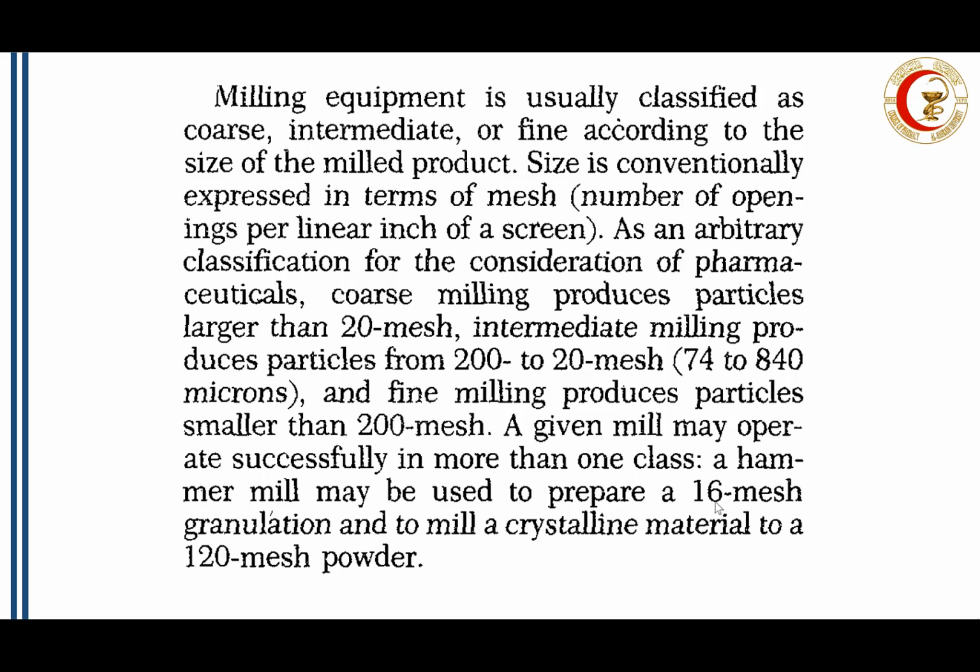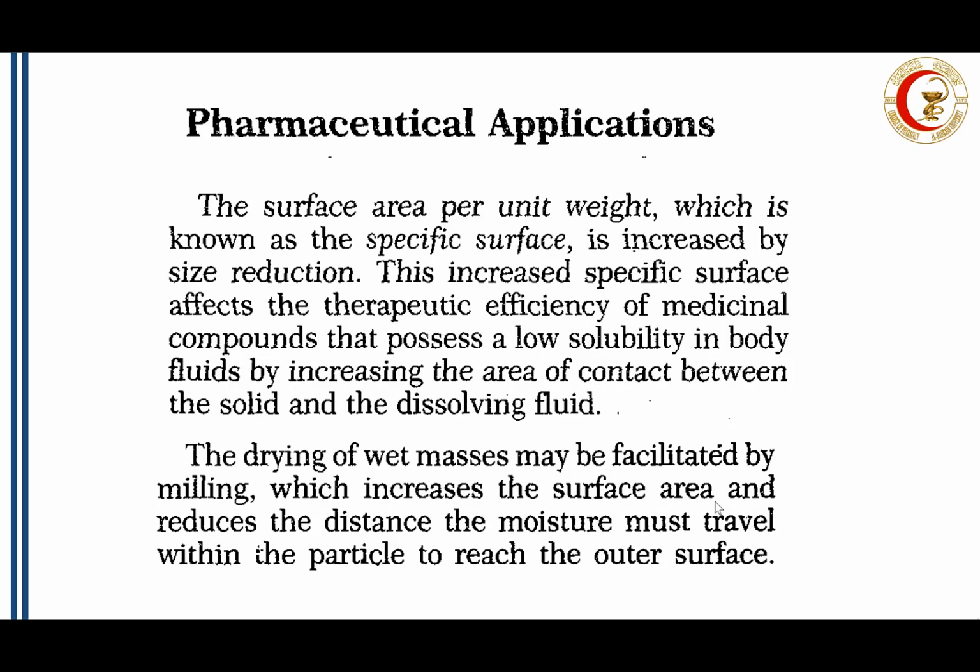Depending on the milling machine we use and the crystalline structure of the solids, we will have different sizes of the final products. A hammer mill may be used to prepare a 16 mesh granulation and to mill a crystalline material to a 120 mesh powder. That is its capacity, depending on the design and other parameters which we will discuss later.